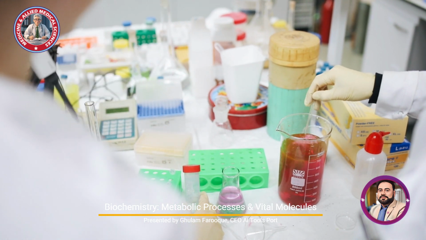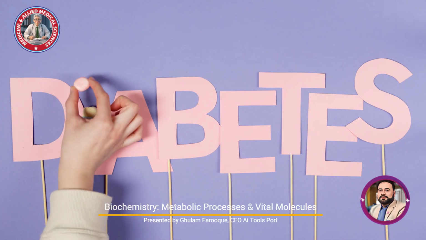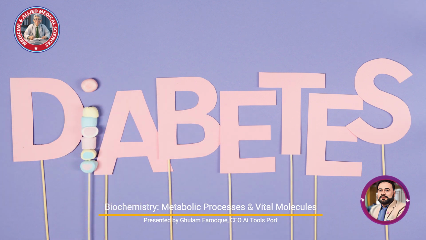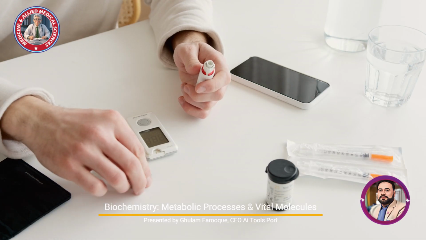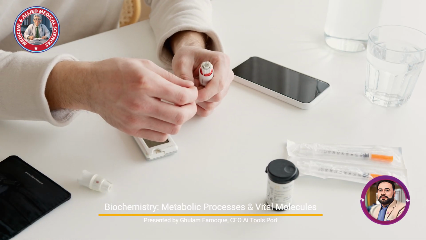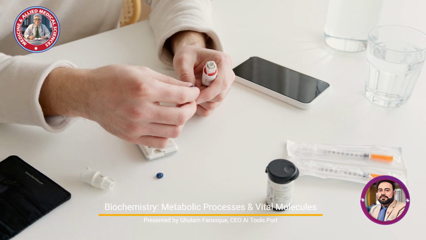Pathophysiological implications. Diabetes mellitus. Type 1 diabetes, T1D, results from autoimmune destruction of beta cells, leading to absolute insulin deficiency. Type 2 diabetes, T2D, arises from insulin resistance and beta cell dysfunction, disrupting metabolic homeostasis.